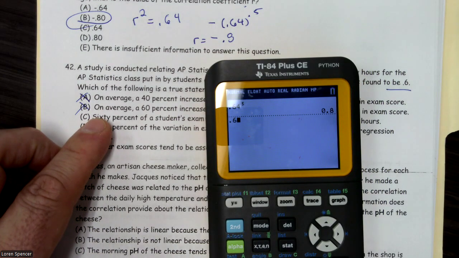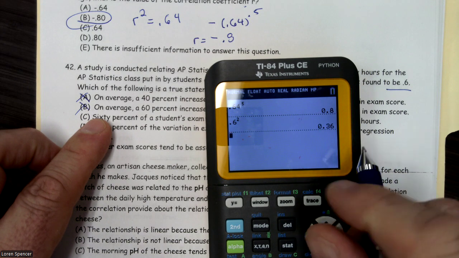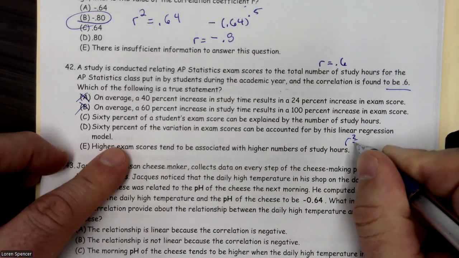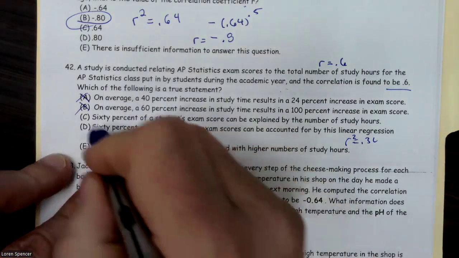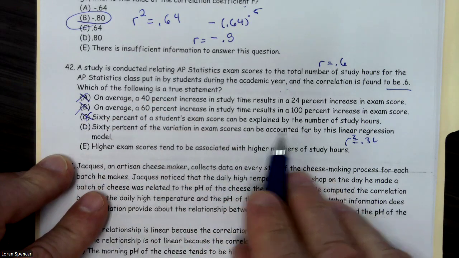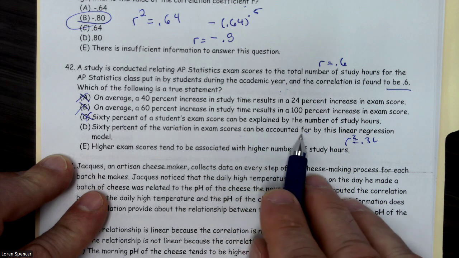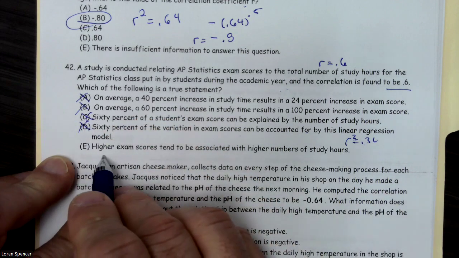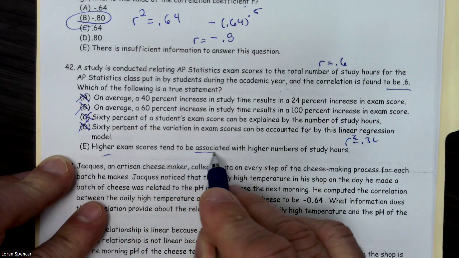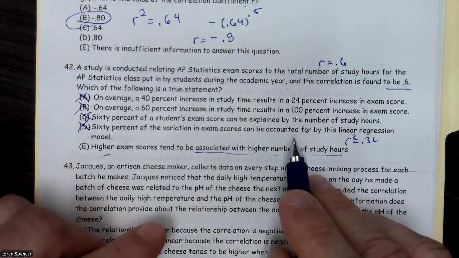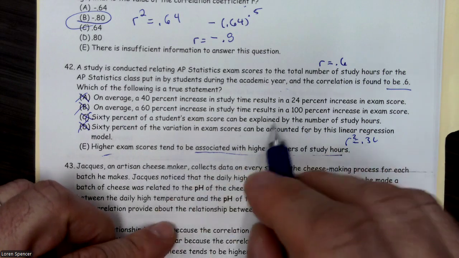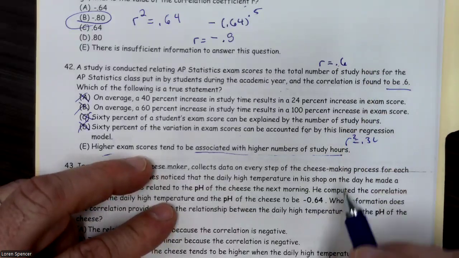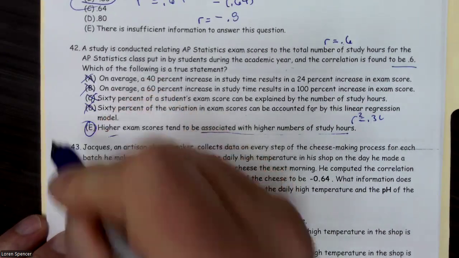But the coefficient of determination is 0.36. So our R squared is 0.36, which is not what they gave us. We're working with 60%. So that's wrong. 60% of the variation in exam scores can be explained by this linear model. Once again, we're dealing with the R squared. But what we can say is higher exam scores tend to be associated with a higher number of study hours. And the reason we know that they're both going up is because this is a positive 0.6. So as one increases, the other increases. So the answer to 42 is E.